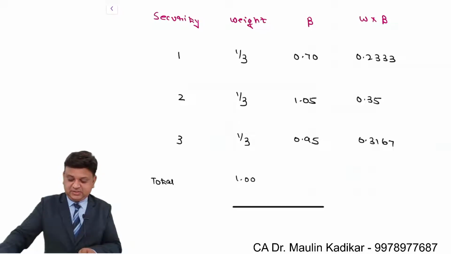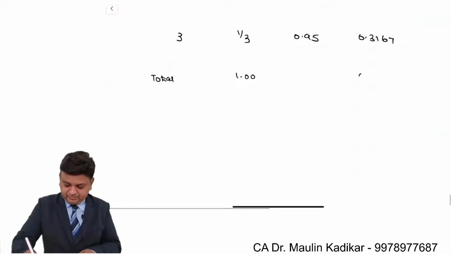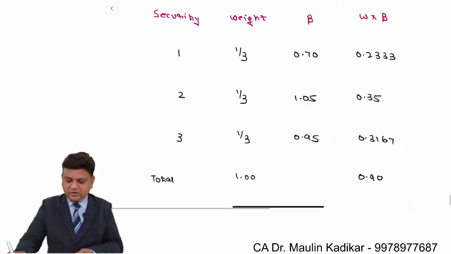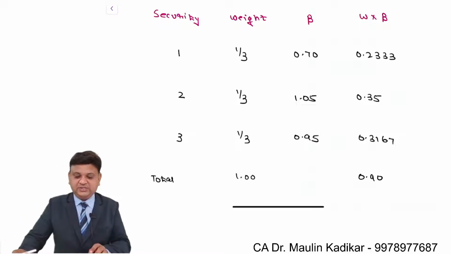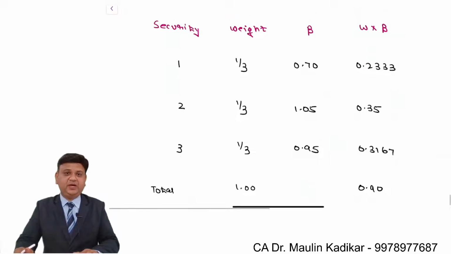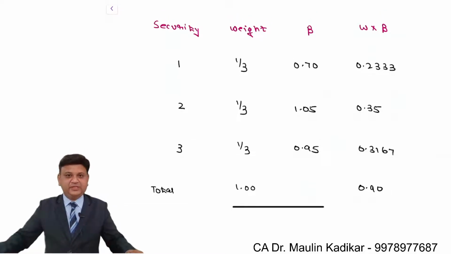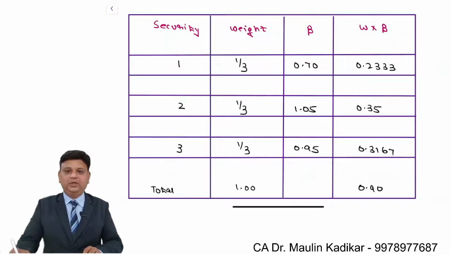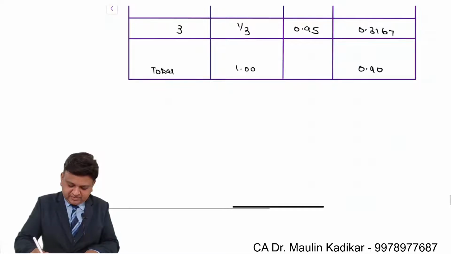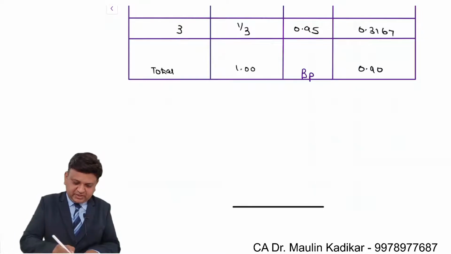0.2333 plus 0.35 plus 0.3167 is equal to 0.90. You can also do the summation of 0.7 plus 1.05 plus 0.95. The total is 2.7 divided by 3. Why? Because an equal amount is invested in each security. So please write down the beta of the portfolio. The beta of the portfolio is the simple weighted average, that is 0.90.